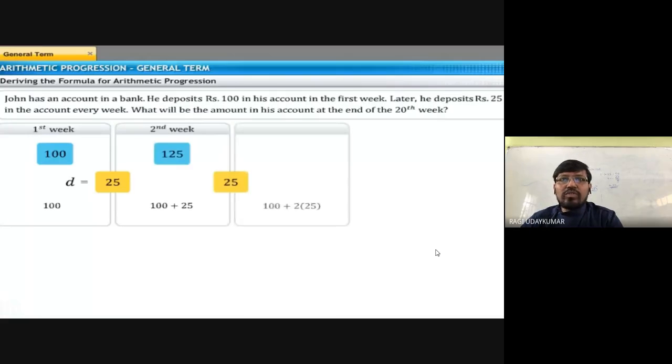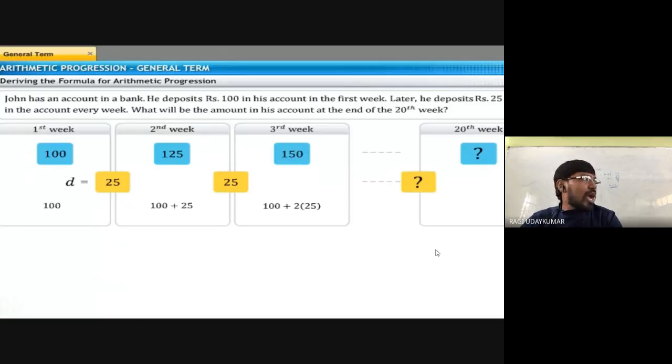So in the second week, add 25; in the third week, add 2 times 25. So in the 20th week, you have to add 19 times 25 to the 100. Okay, because if you observe properly, in the second week, 1 time 25 is added to the 100. So A, the 100, is the first term, the second term is A plus D, the third term is A plus 2D, and the 20th term is A plus 19D.